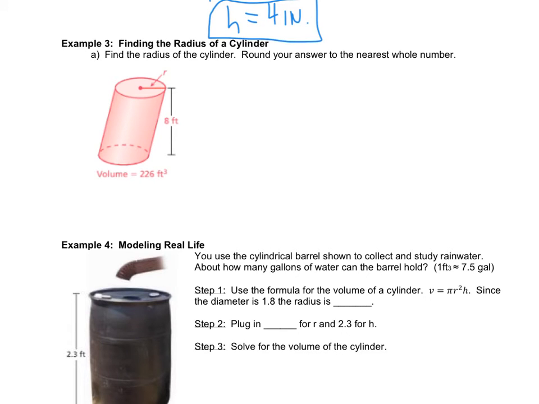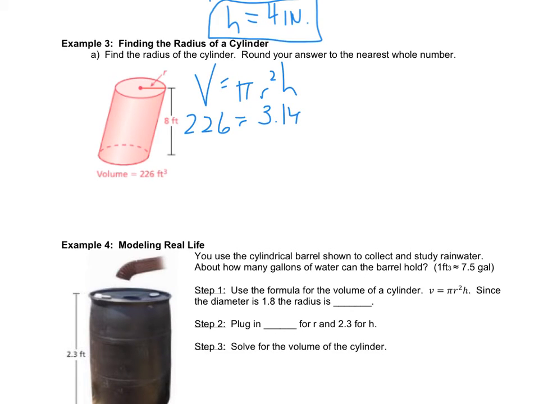Okay, next. Here we have one of those cylinders that's tilted off to the side a little bit. So we just want to pay attention to what that means. Again, we're just filling in the formula. The biggest thing to notice is that it says round to the nearest whole number. Pi r squared h. Do we have the volume? We do, 226. We're going to continue to use 3.14 for pi.